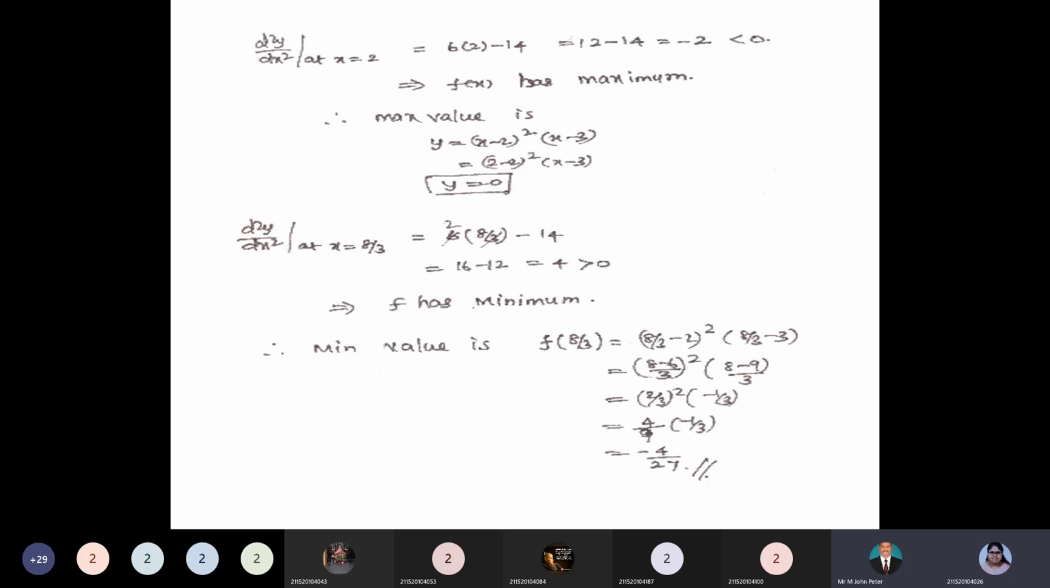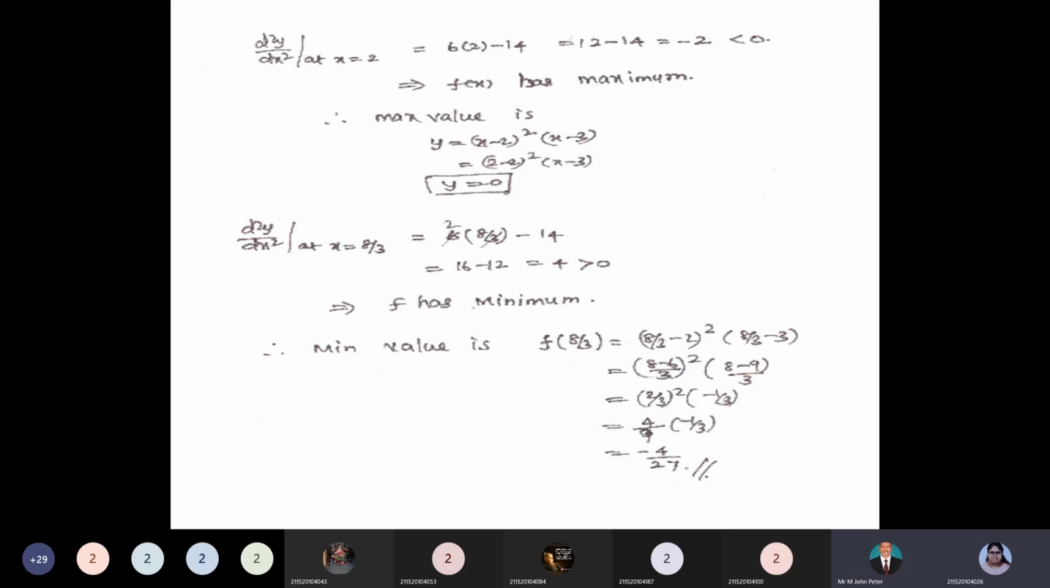So hence f of x is maximum at the point x equal to 2. The second derivative is a negative value. If we get that at a point, f of x takes a maximum value. That is the concept, so after that we verify whether the point is maximum or minimum. So here x equal to 2 is the maximum point.